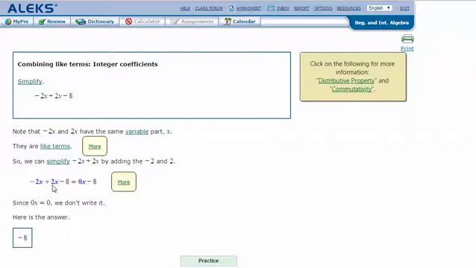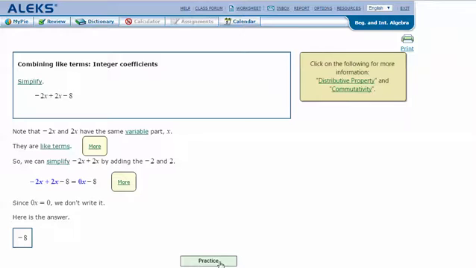So negative 2 plus 2 is 0, and so we're not even going to show this part. And then what we're left with is the minus 8. And that's our final answer, negative 8.